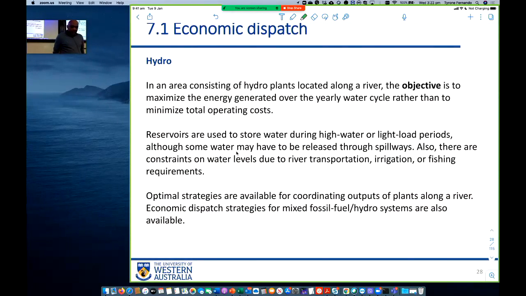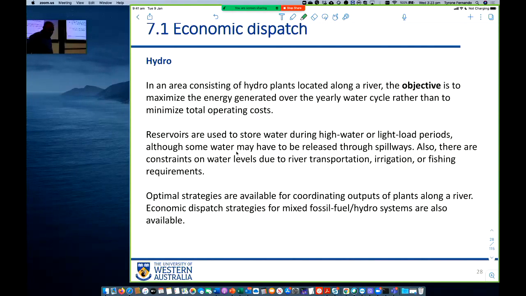Hydro. In an area consisting of hydro plants located along a river, the objective is to maximize the energy generated over a yearly water cycle rather than to minimize total operating costs. Because if you, as a private company, have built a power plant near a river, your objective is to use the water to generate the maximum amount of power. That's the objective, right? That's what that sentence is telling.